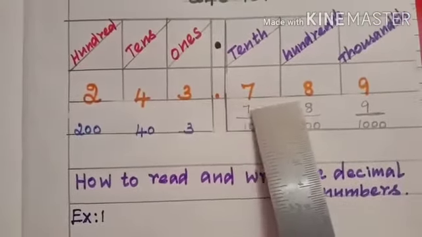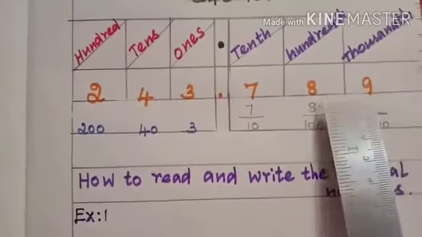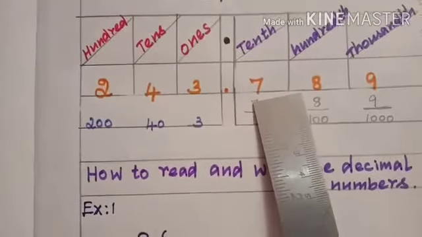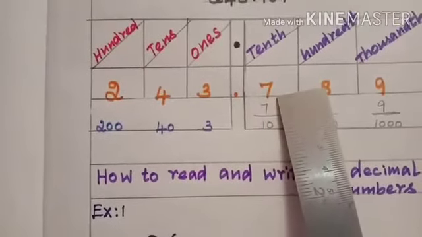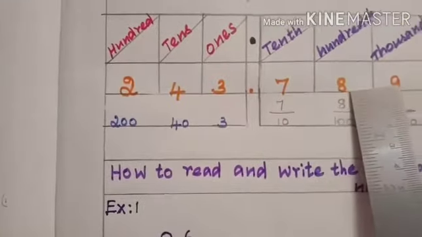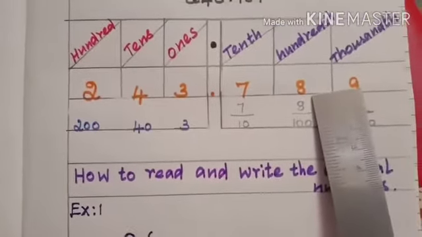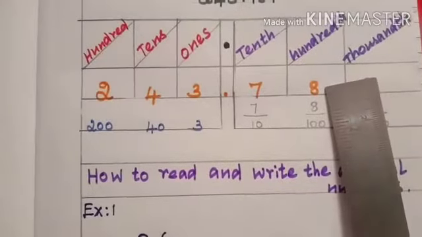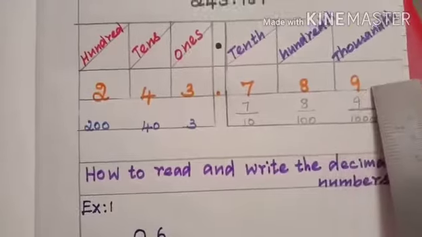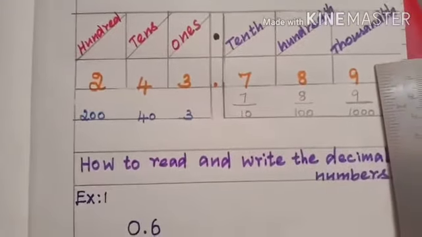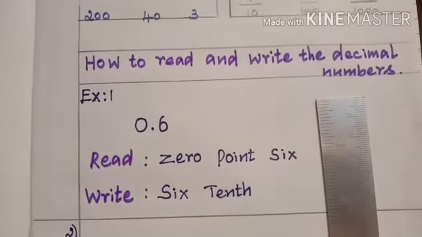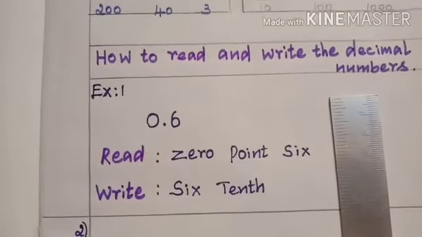Here 0.789 is the decimal number. It is less than 1. What is the place value of 7? That is 7/10. What is the place value of 8? Good. That is 8/100. Here, what is the place value of 9? Yes, good. It is 9/1000. Next, let us learn how to read and write the decimal numbers.